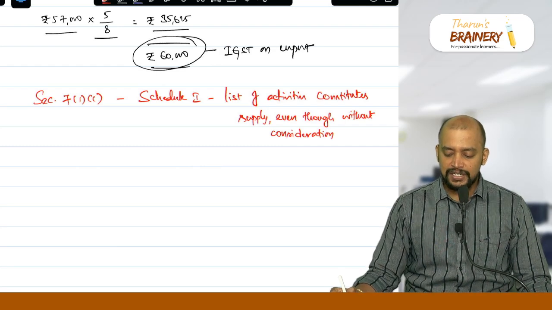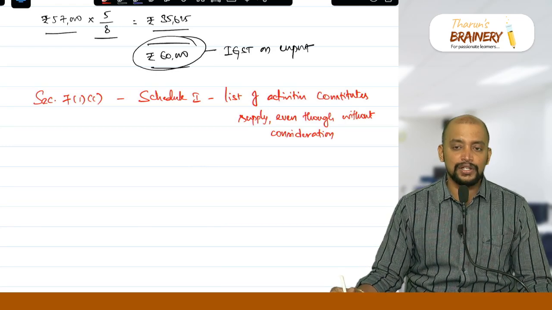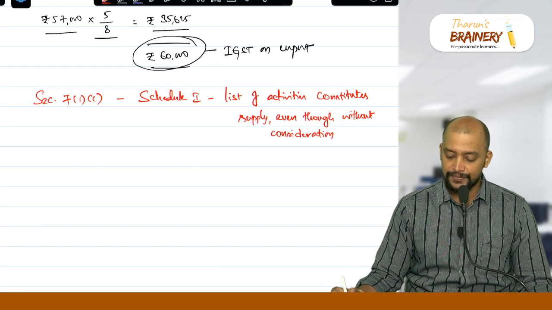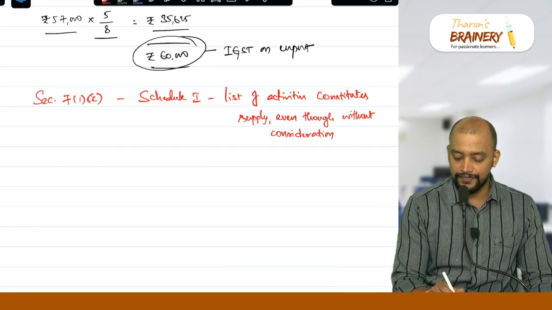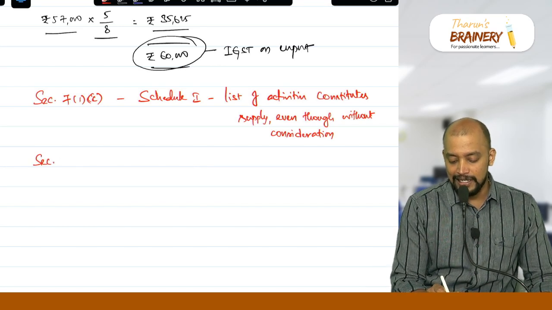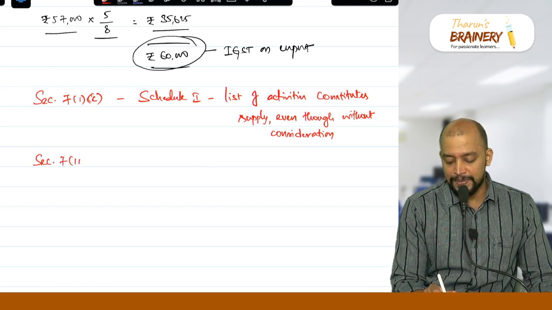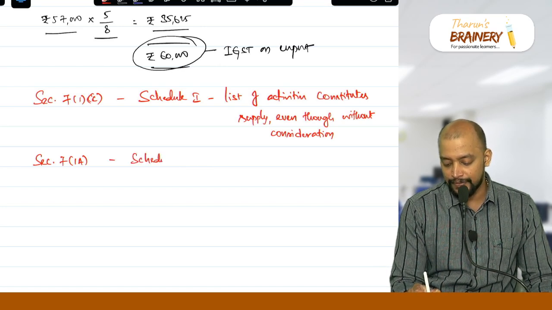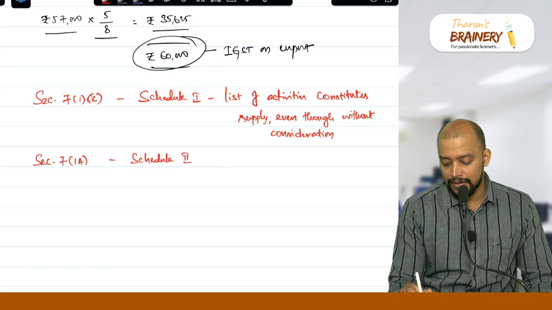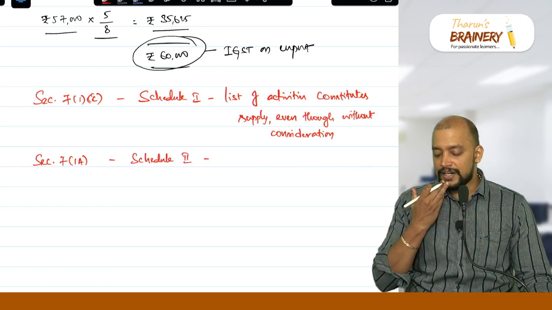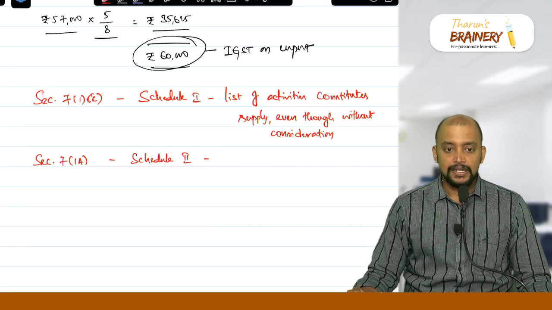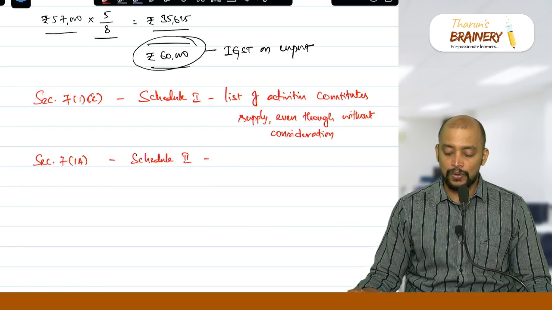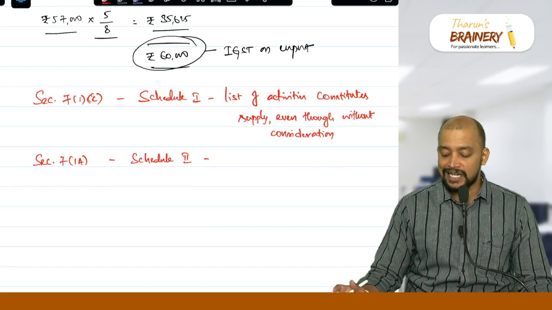List of activities constitute supply even though without consideration. That is 7(1)(c), read with schedule 1. Then section 7 subsection 1A, read with schedule 2.